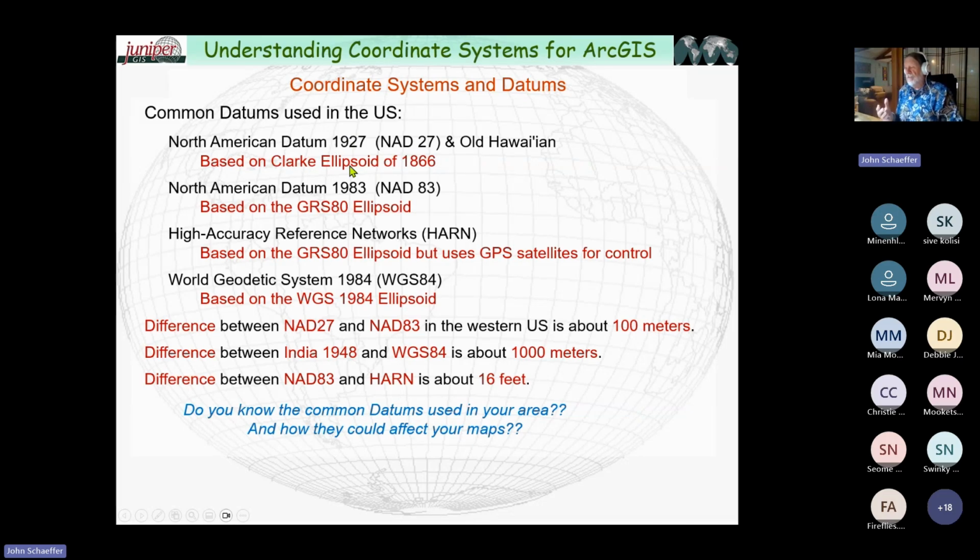So it's just a question of knowing the coordinate systems, the datums used in your area, and some information about them. Here are a few other examples of differences between NAD 27 and NAD 83. Western Oregon is about 100 meters. If I bring in data and they're about 100 meters apart where they should be together, that automatically tells me that one is in NAD 27 and one is in NAD 83. You can see a couple of the other examples here. This is the type of stuff that you want to learn for the area that you're working in.